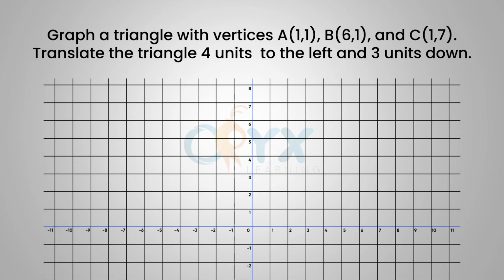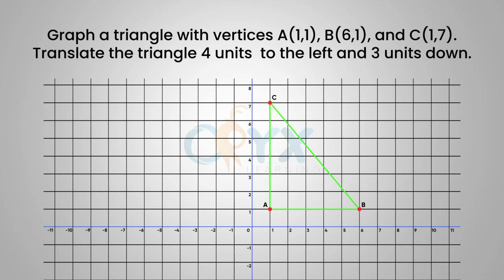So my first point will be (1, 1) for point A, my second point, (6, 1) for point B, and my third point, (1, 7) for point C. I'll connect each one of the vertices with a line segment to make my triangle, from A to B, B to C, and then from C back to A.